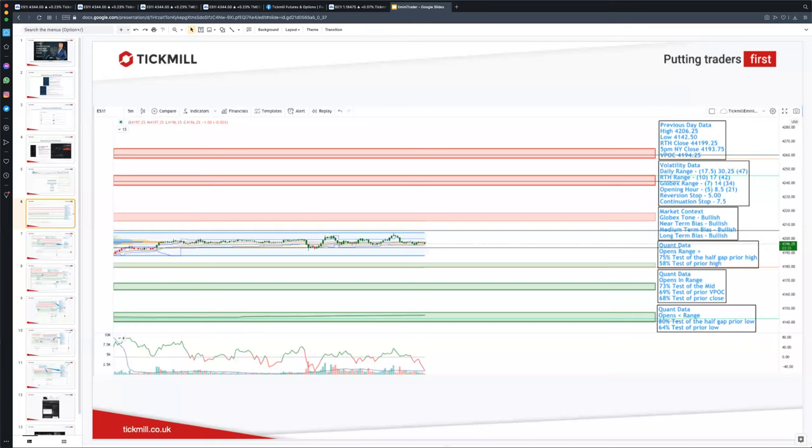I also highlight quantitative probability plays based on where the cash or regular trading hours session opens in relation to the prior day's range, either above, below, or within the range. Based on these key levels and the probability of price testing these levels over an extended data set, this can prove useful for trade entry, exit, and management.